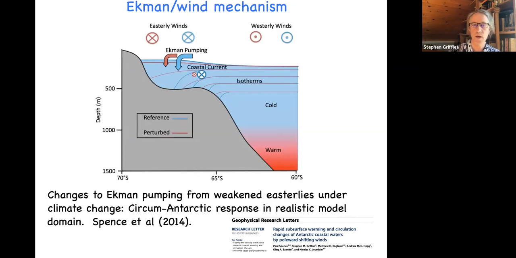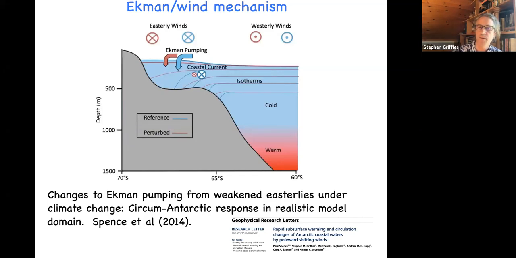Work in which we looked at the winds, and so the blue is the climatologically normal case, and the red is the, say, climate change case, or the poleward shift of the winds case. And so the coastal current is largely affected by Ekman pumping. So it pumps those isopycnals down and creates a barrier that keeps the warm offshore water from reaching the coastal shelf.